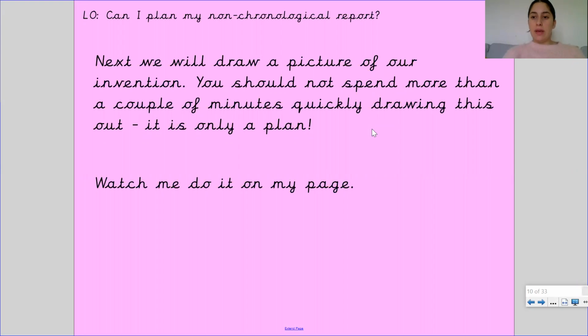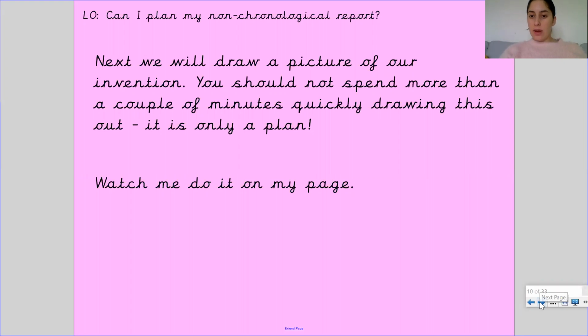This doesn't have to be the best picture that you draw, because you're going to make the most effort by drawing it out neatly when you're writing your actual non-chronological report. This is just a sketch, so it should take only a couple of minutes to quickly draw this out, just so you can see the layout of your plan as well.